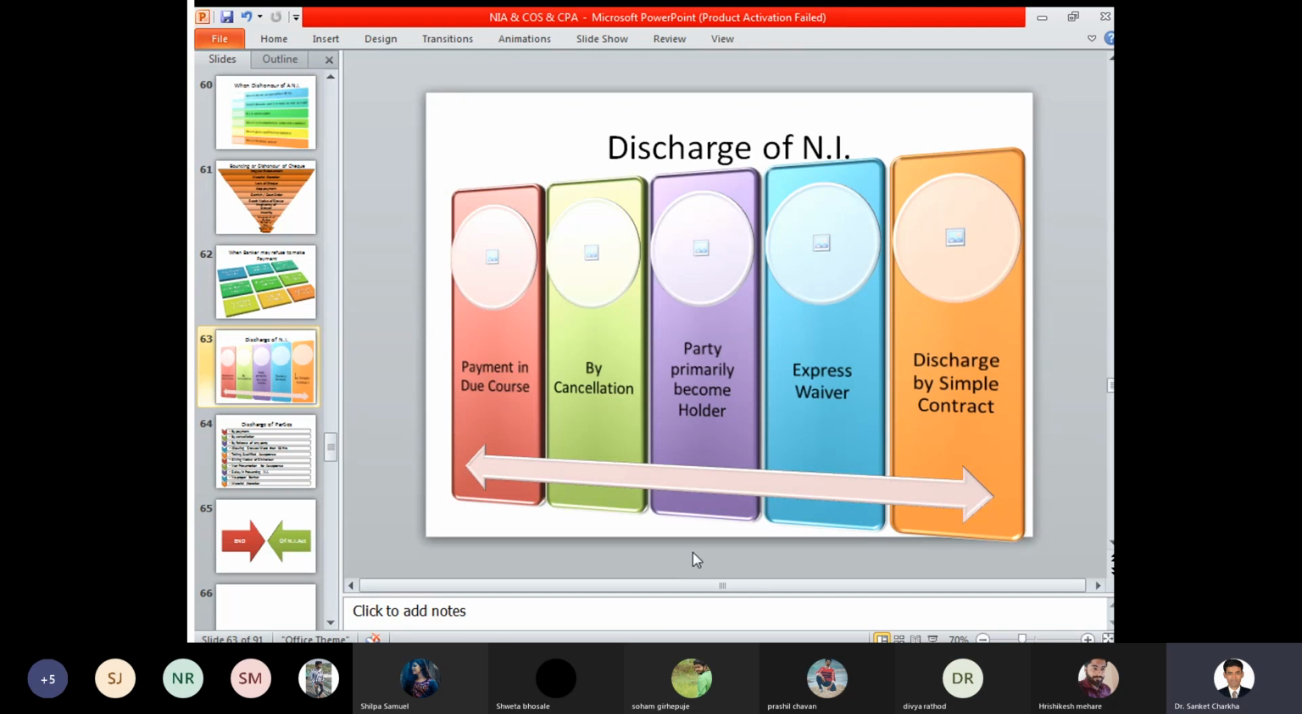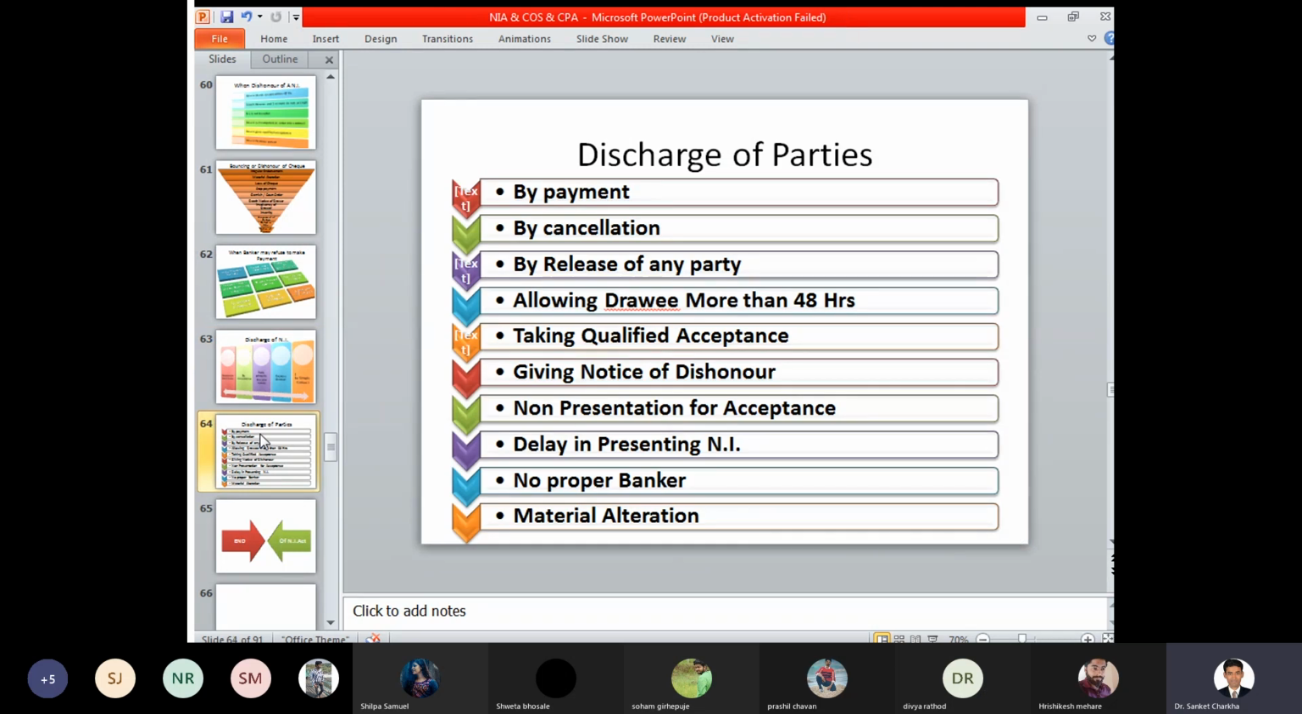Express waiver: either one party to the contract, the person who is preparing the instrument or the person who is receiving that particular instrument, if they waive off, that is, if they take back their respective liabilities or their respective payment terms and conditions, then accordingly we can say that the negotiable instrument gets discharged. Discharge by simple contract specifically means a certain consideration wherein both the parties come together and mutually agree for concluding the respective roles, liabilities and considerations. Then accordingly, by the discharge of simple contract, the negotiable instruments come to an end, and the liabilities of the parties get discharged.